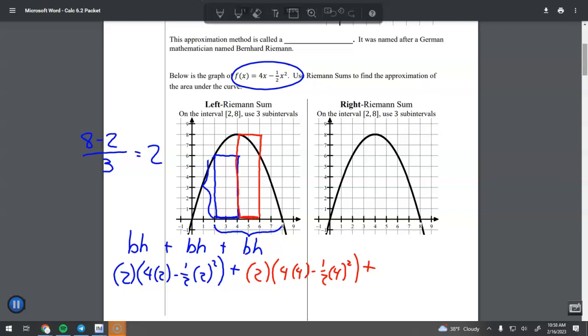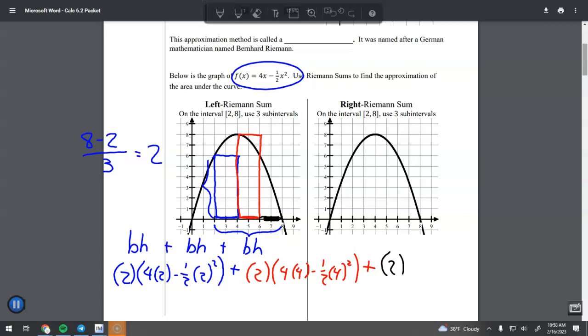All right, my third one. So now I'm going from 6 to 8. So my base is still 2, and that 2 is because of this distance. There's going to be 3 2's because they all have the same base. And then the height is going to be, what number am I going to plug in to find the height if I'm using the left hand?